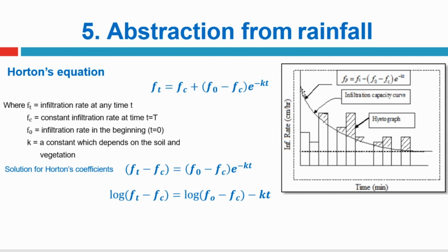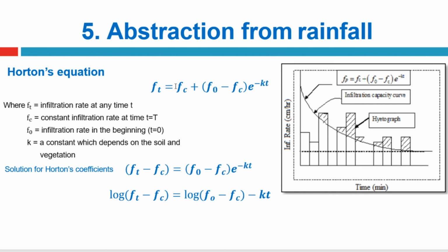The minus term is representing the reduction in the infiltration rate. If it was positive, it would have represented an increase in the infiltration rate. So obviously the infiltration rate is reducing, that's why he has given us e raised to minus kt. t is representing the time.